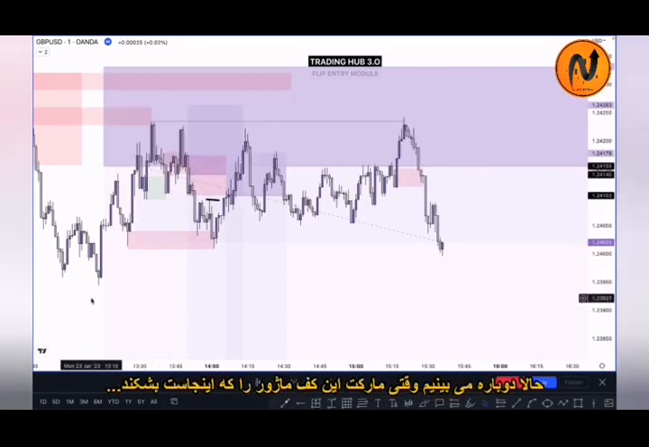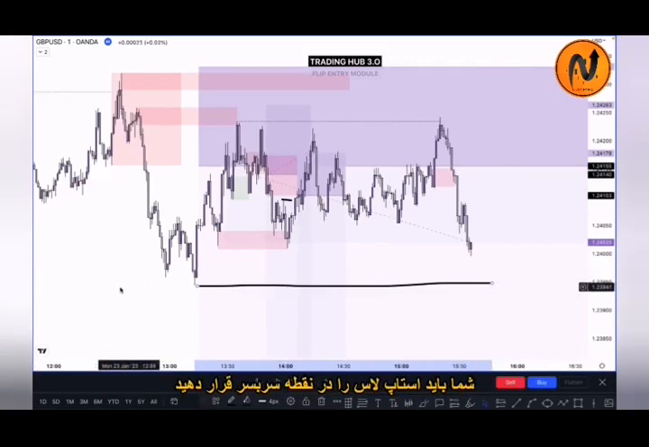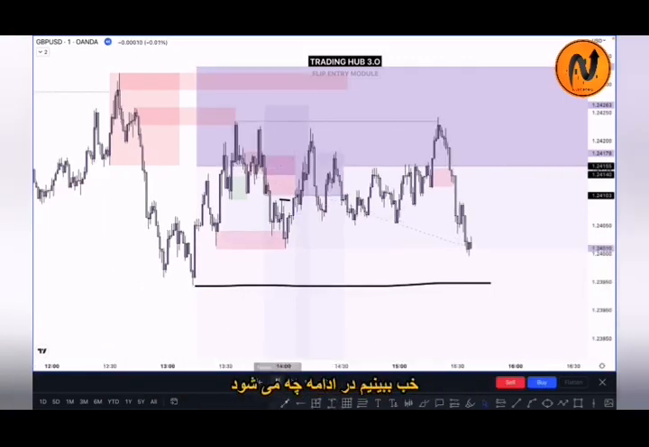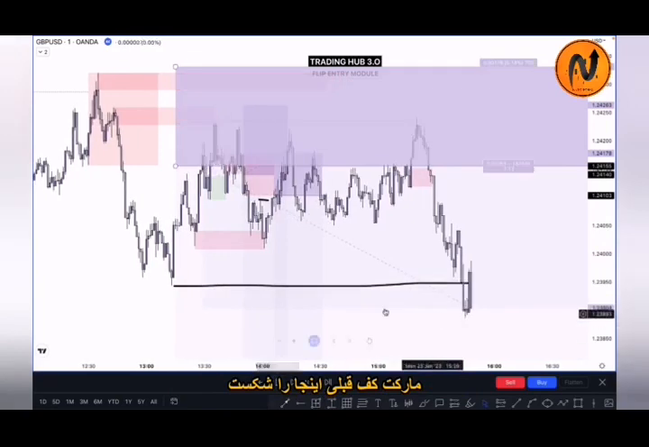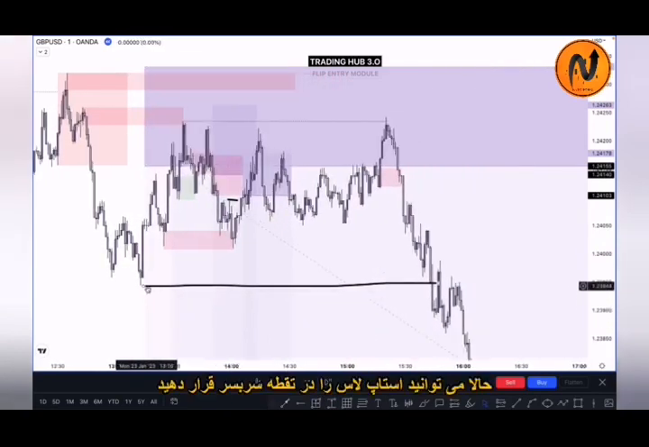So now switch again, and when the market breaks the major low, which one is here, you can put your stop loss on the break even point. So let's see what happened next after this one. The market broke the previous low, which one is here, right? Simply you can put your stop loss on the break even point.